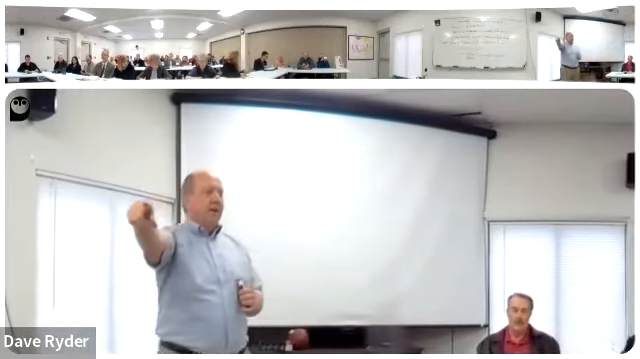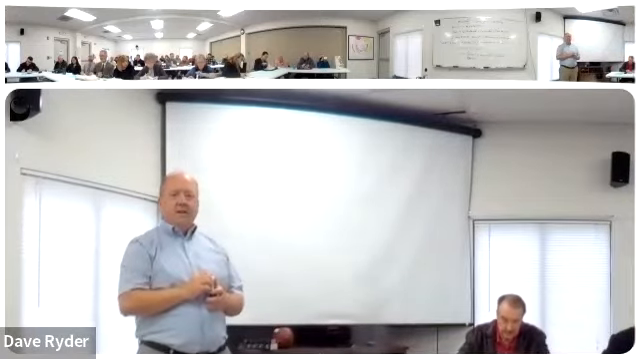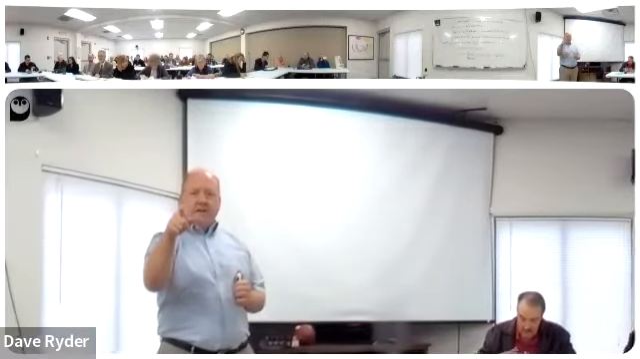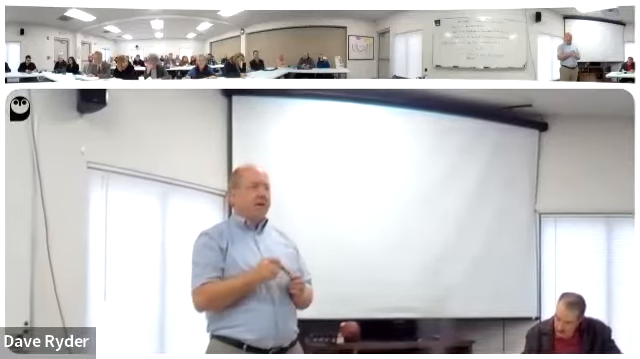That's a good point. What does it say in the NIV there, Bill? This is Daniel chapter 3, verse 25. What's the same in the NIV? The fourth looks like a son of the gods. Okay.